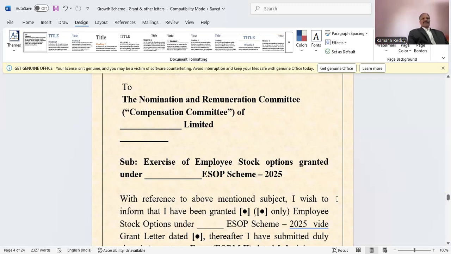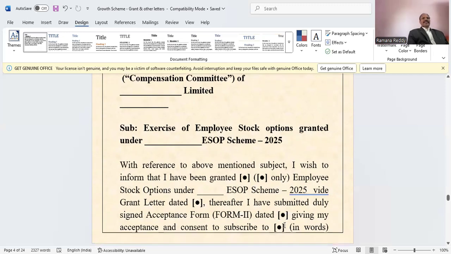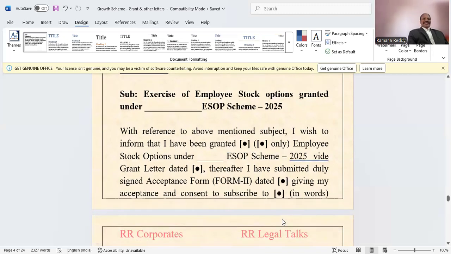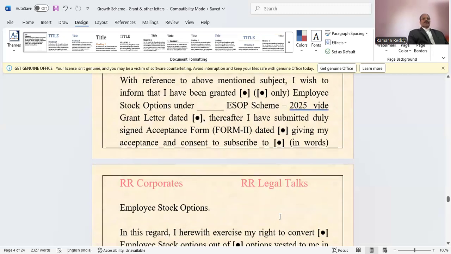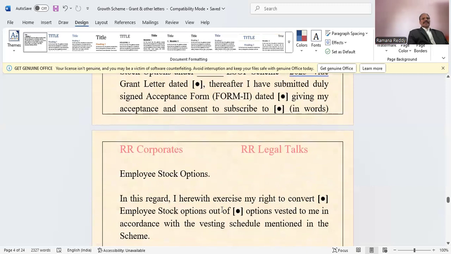With reference to the above-mentioned subject, I wish to inform you that I have been granted so many employee stock options under the scheme, vide the grant letter. Thereafter, I have submitted my acceptance form on so date, giving my acceptance and consent to subscribe to so many employee stock options. All the details will be referred again. In this regard, I herewith exercise my right to convert a number of employee stock options. You have to fill in the number out of my options vested. So out of 100, today I'm exercising 25, for example, vested to me in accordance with the vesting schedule mentioned in the scheme.